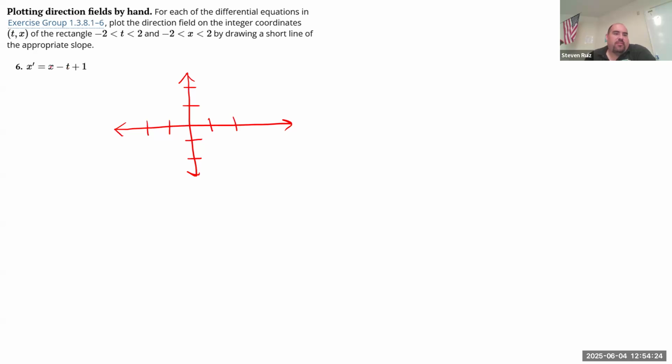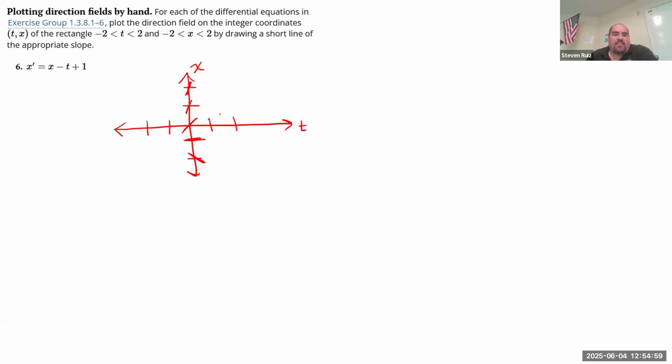We can start with the origin. At 0, 0, we're going to have a slope of 1. And let's think about what happens if I stay on the y-axis. Or really, let's mark these axes. This is x, this is t. What happens if I increase x? If I increase x, then my slope is going to increase. It's going to go to 2, then go to 3. What happens if I go down the y-axis? Then my slope is going to go to 0, then -1.